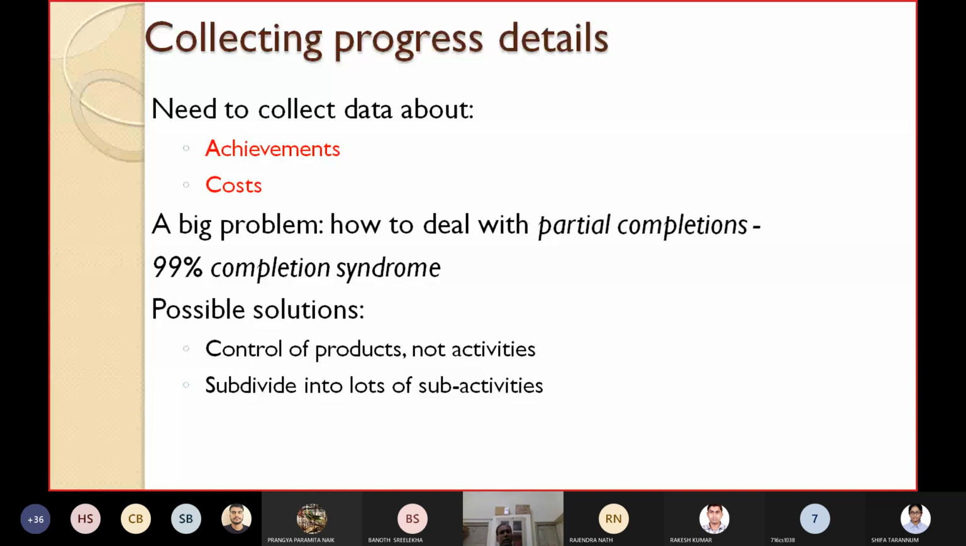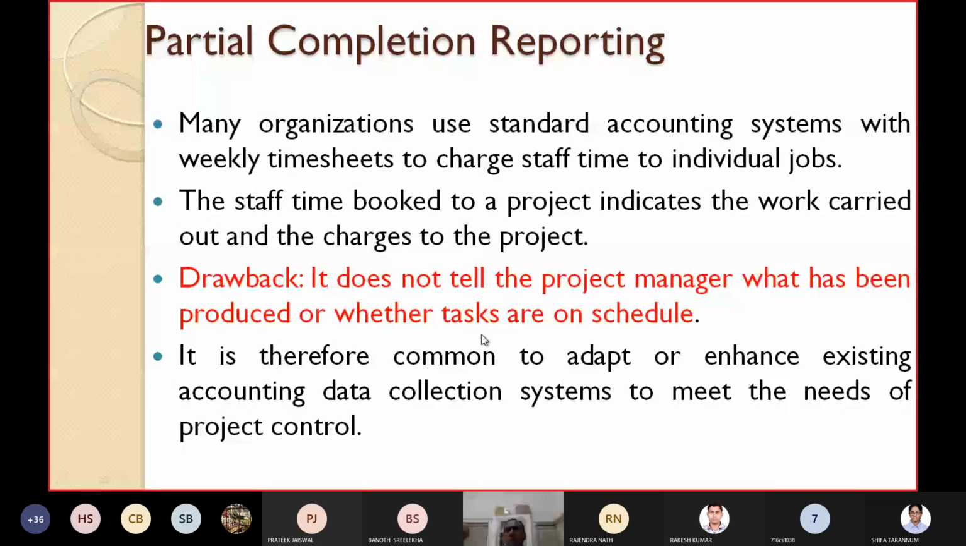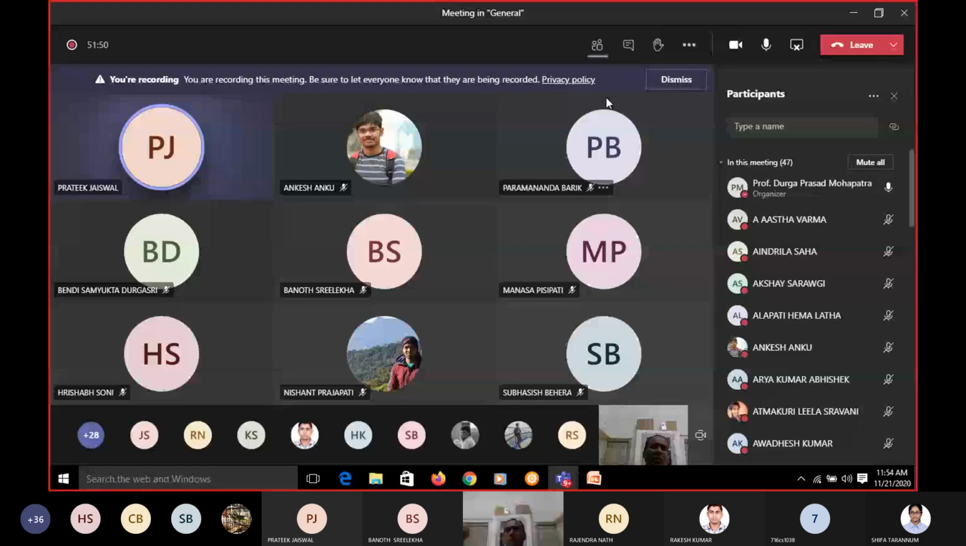Hello. Yes. Excuse me, sir, the slides are not visible to us. Okay, let's see. Since when is it not visible? From the 99% completion slide onwards. Okay. Just one minute, please. It should not happen.